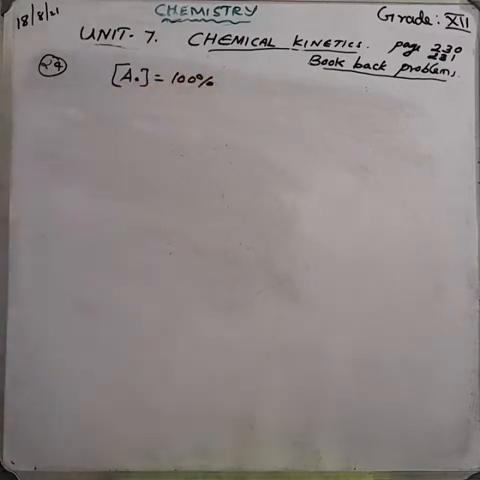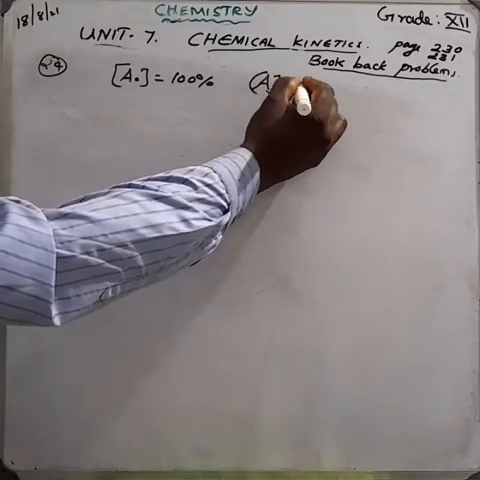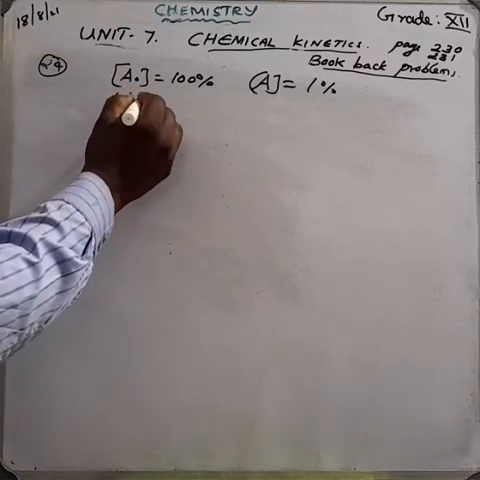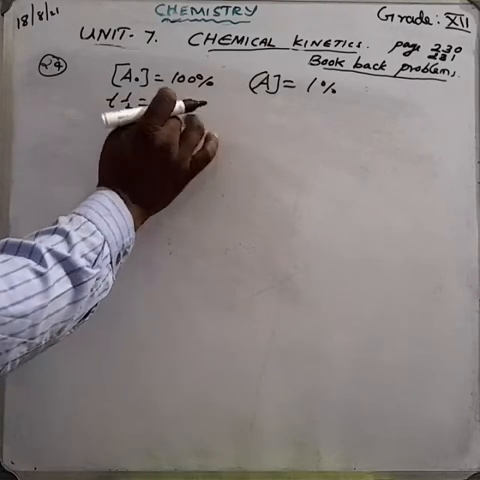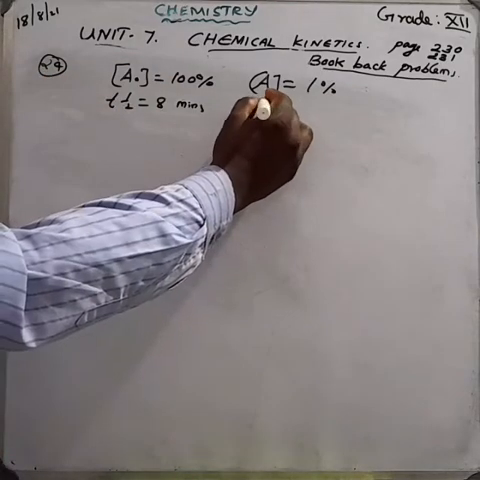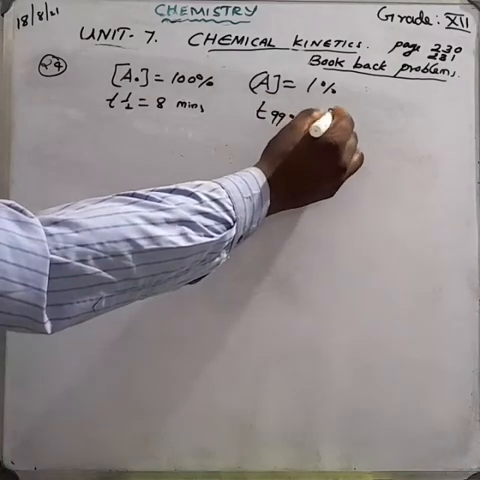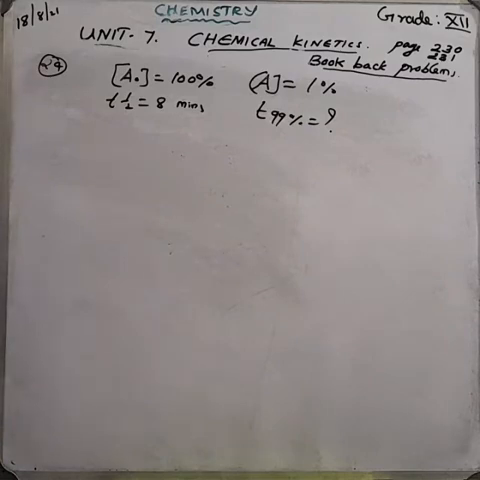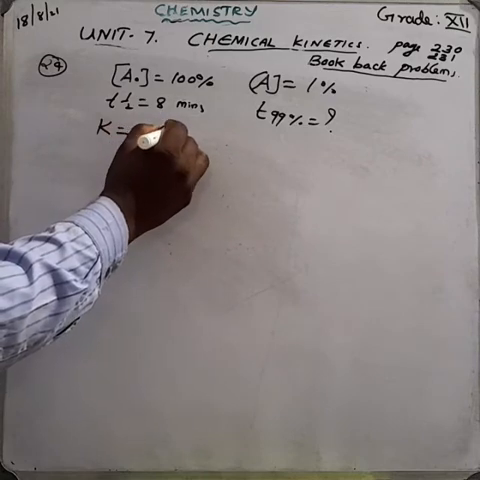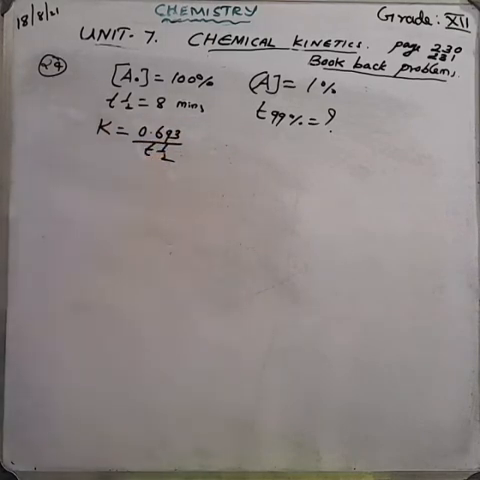That is A0 concentration. A0 is equal to 100%, and the concentration of A becomes 1%. A is equal to 1%. Next, the given data: T half is equal to 8 minutes. T 99% is what we have to find out. So we use the first order kinetics formula: K is equal to 0.693 divided by T half.